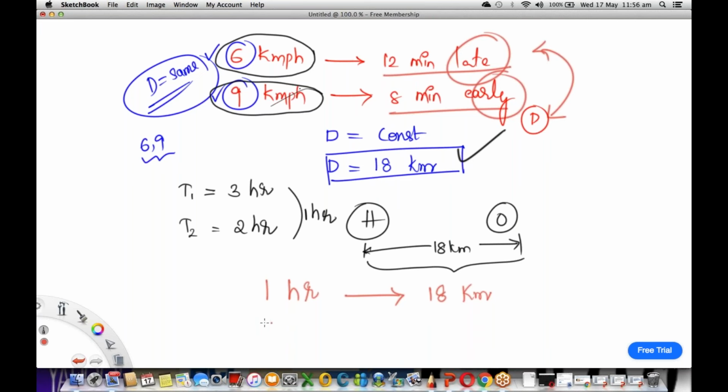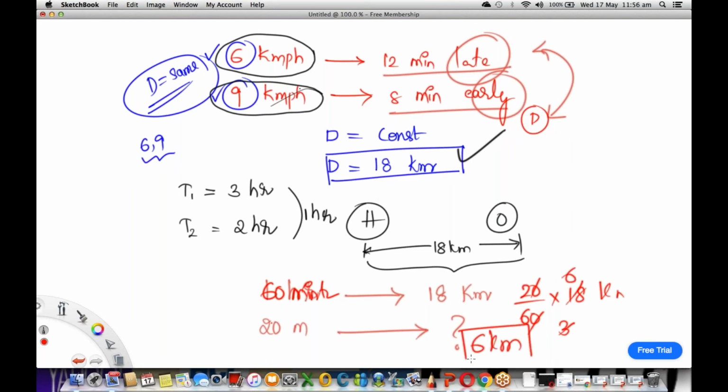If 1 hour is making 18 kilometers as a distance, then how much distance will 20 minutes make? That's the question. Simple unitary method. 1 hour can be written as 60 minutes. 60 minutes is making 18 kilometers. Then 20 minutes will make how much? So 20 by 60 into 18 kilometers. That is nothing but 1 by 3, and 1 by 3 of 18 is nothing but 6. So the actual distance between home and office will be 6 kilometers. Simply I can pick the answer as 6 by looking at this question.